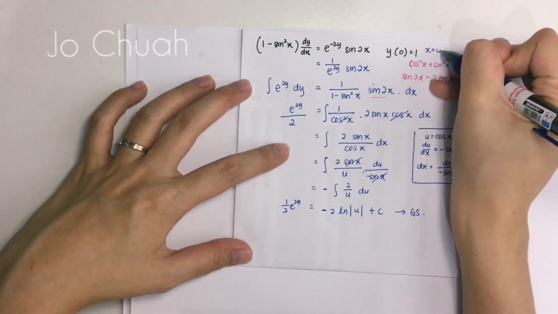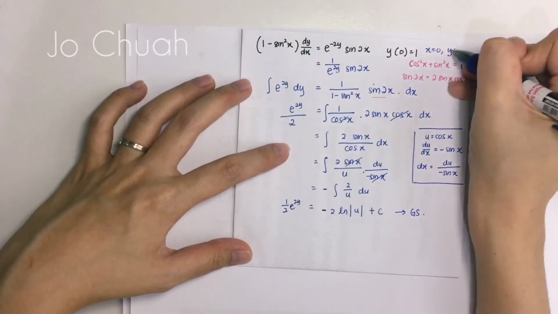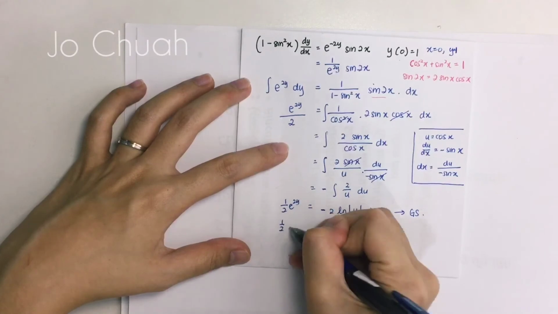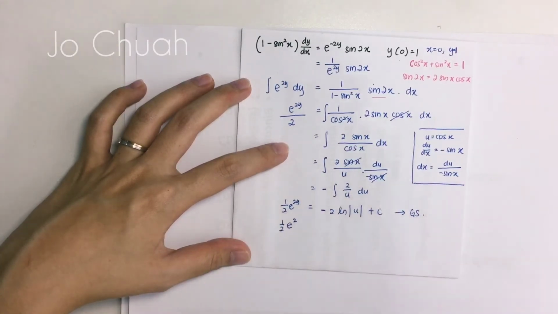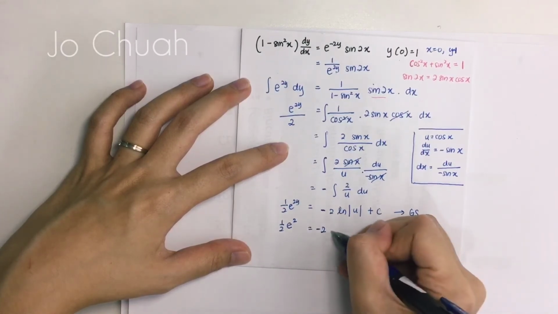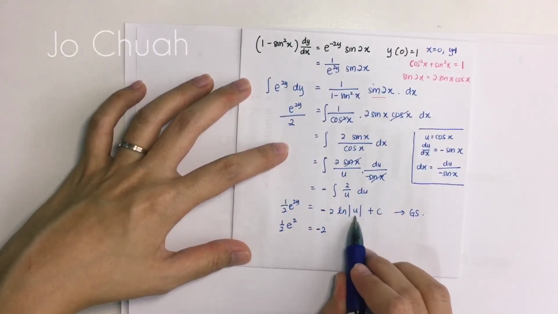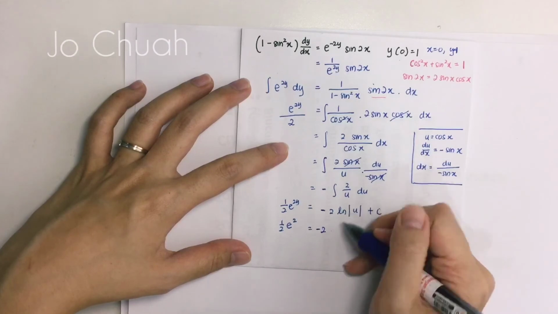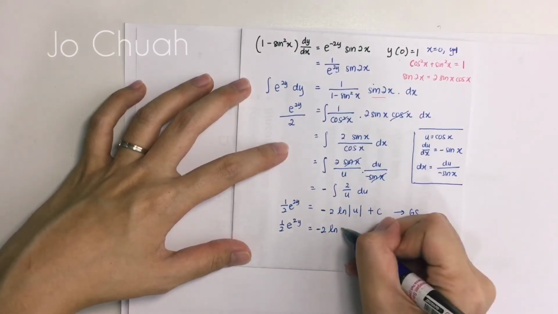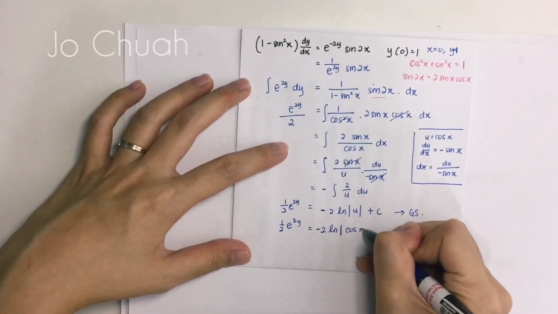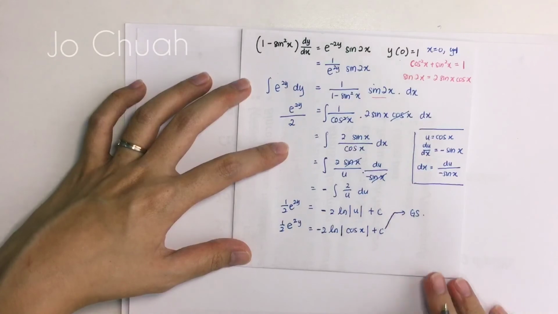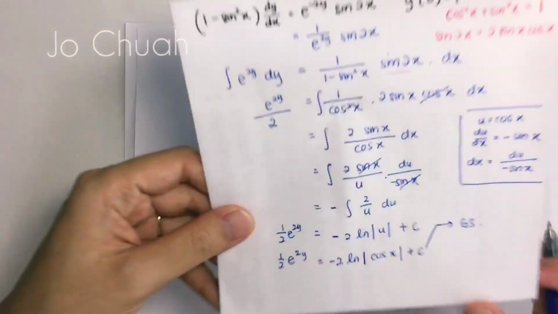So the x is 0, y is 1. Sorry, y is 1. Put it back here. 1 over 2 e to the power of 2 times 1, 2. So negative 2, I'm sorry, this is not the final answer, right? So your final answer is going to be 2. I'm just going to rewrite this. Cos x plus c. So your general solution is here. Sorry for the mistake.